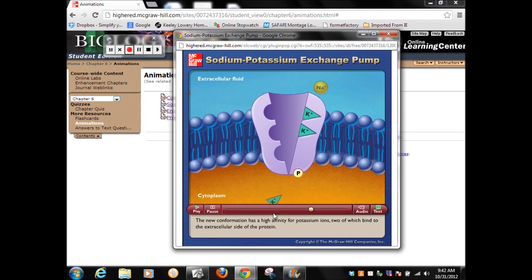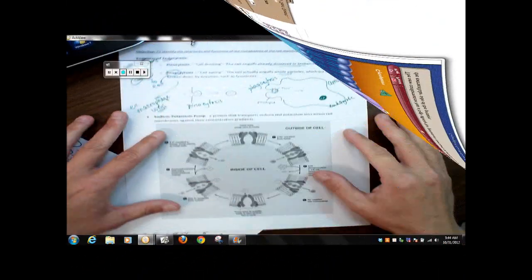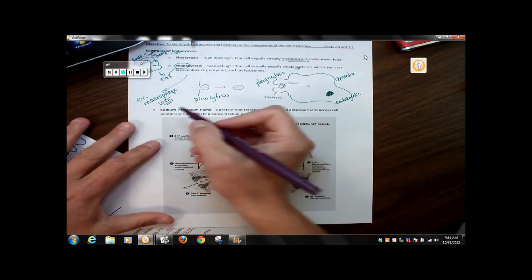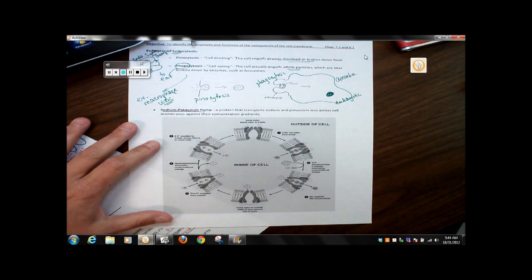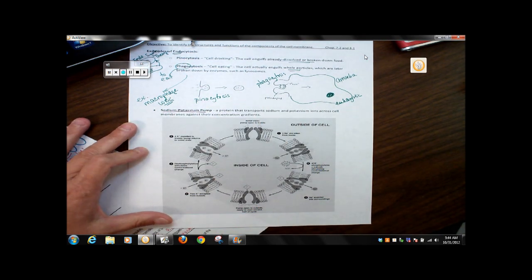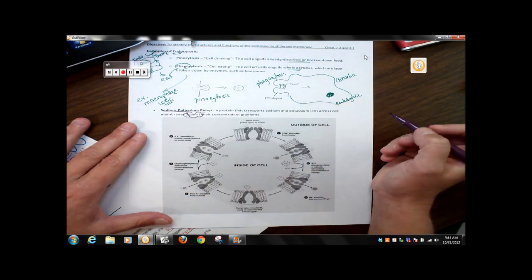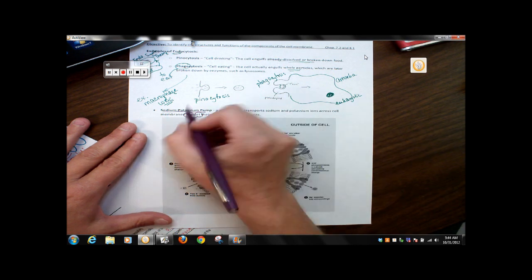Now I said ions, and you'll notice that both this K and this sodium have a plus. That tells you there's an ion. That means they have a charge because they've lost or gained an electron. In this case, they've lost an electron. They are less negative, so they're positive. Bingo. So in your notes, you'll see that the sodium-potassium pump is the last example of active transport because we're going where there's already a whole bunch of something, from low to high.